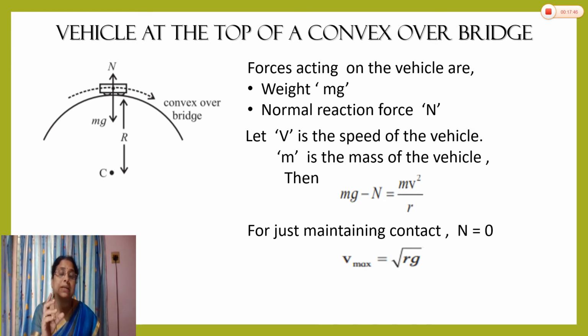When the bob is attached to a string and whirled in a vertical circle at the uppermost point, what is the value of minimum speed? That is v minimum is equal to under root Rg. We call it here the maximum, because this is the maximum value. Here this value of the speed is the maximum for this vehicle. At this speed the vehicle can cross this overbridge. This is the application given in your book.